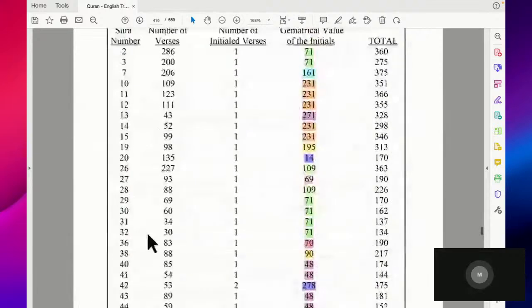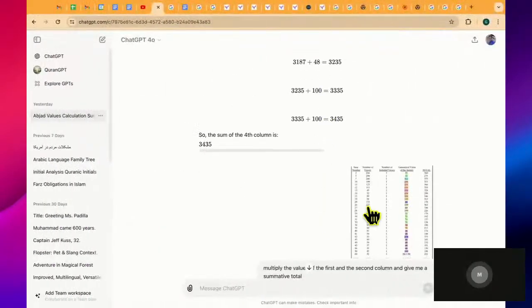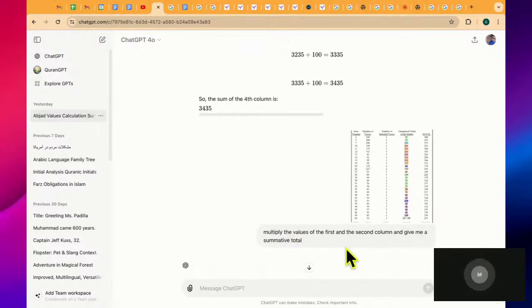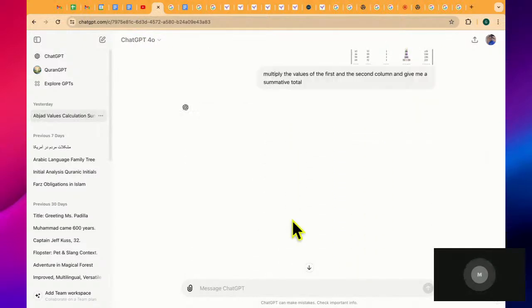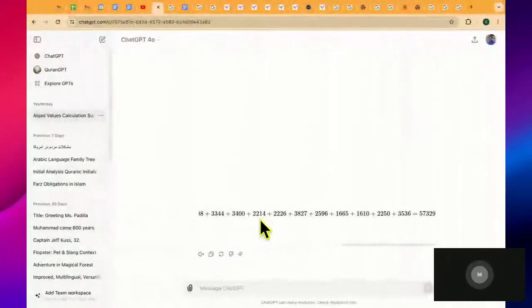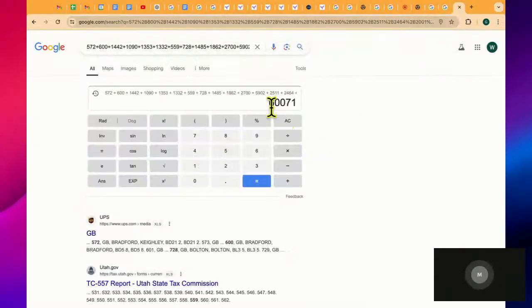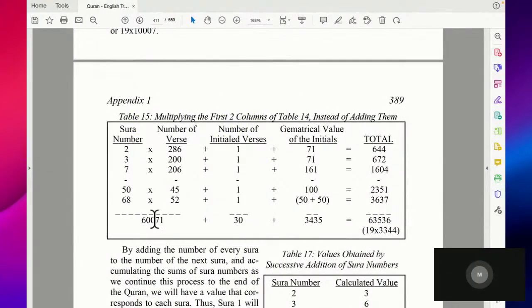But easily, if you put the same thing in ChatGPT, you can ask it the questions that you want to ask, and it's going to answer you. Here I put it in again and said multiply the values of the first and the second column and give me a summative total. The total that we have here is 60,071. Again, ChatGPT messed it up and didn't give me a correct number. So I had to do it manually, copying and pasting all of this in the net to get the correct number. Here, 60,071. So this is the correct number.